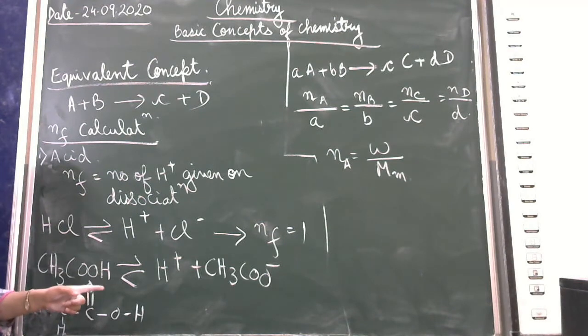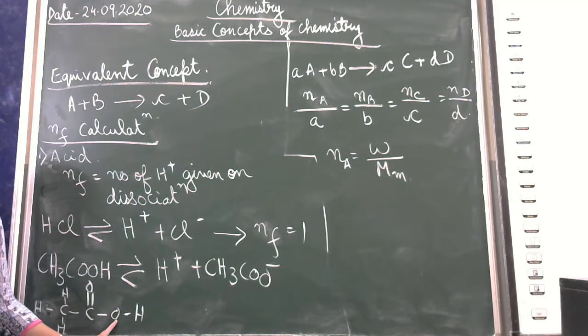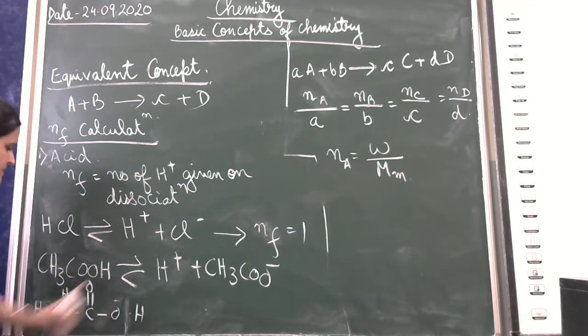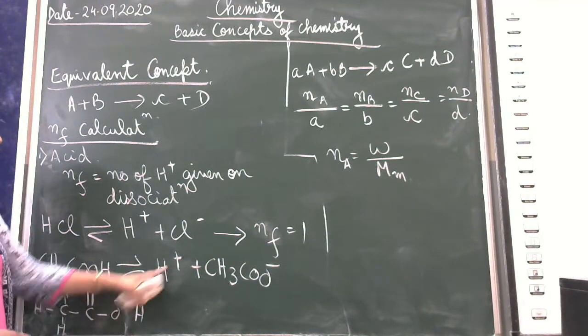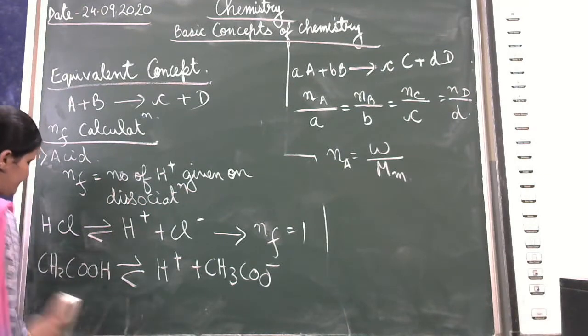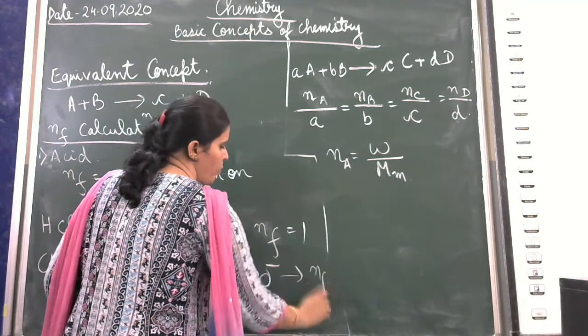Which H plus is dissociated by an acid? The one which is linked up with the oxygens. So remember, here I will get only one hydrogen. This will dissociate. This becomes acetate ion, that is CH3COO minus, and this will give me H plus. Okay? So that is why for acetic acid also I will be getting n factor as 1.